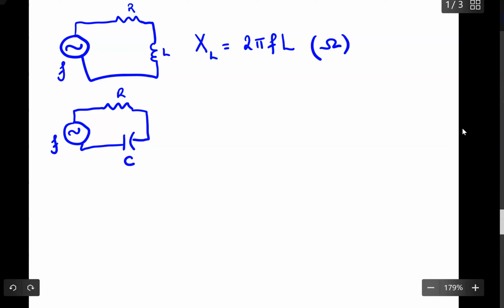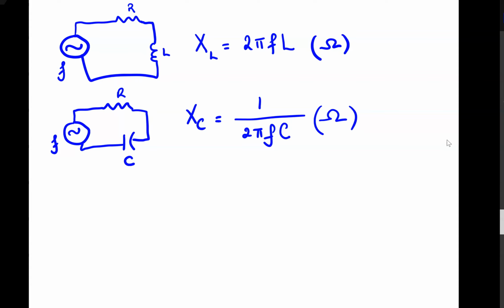The frequency generated through the circuit will give me XC. To calculate XC, I will have a formula as 1 divided by 2 times pi times frequency times the value of your capacitor C. So again, it will be measured in ohms.